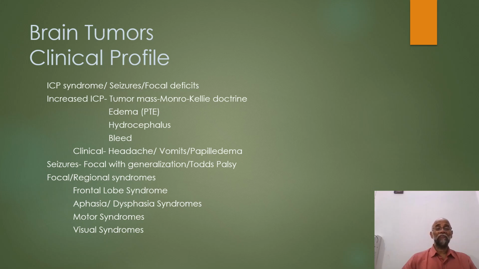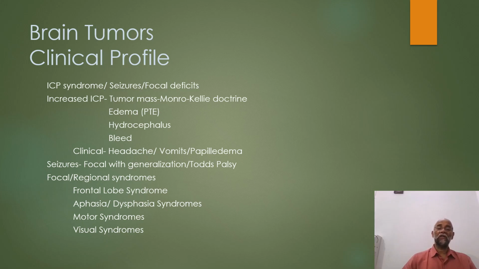ICP rises can occur rapidly with hydrocephalus when the CSF pathways get blocked. Children with posterior fossa tumors often present with a crisis because of hydrocephalus. A bleed into a tumor can also result in an increase in intracranial pressure. Increased intracranial pressure manifests with headache, vomiting, visual blurring, which might be a feature of papilledema, and later there can be loss of vision.